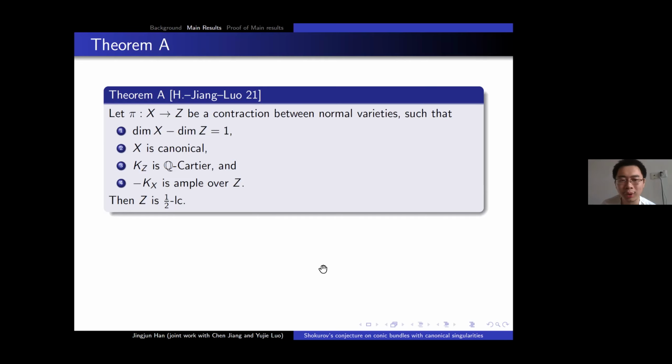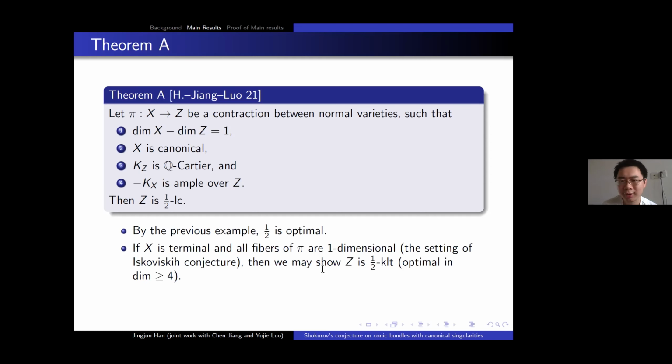And if we assume that -K_X is ample over Z, just like in the setting of Iskovskikh's conjecture, then the base singularity is always 1/2-log canonical. As I mentioned earlier, by the previous example, the value 1/2 is optimal.